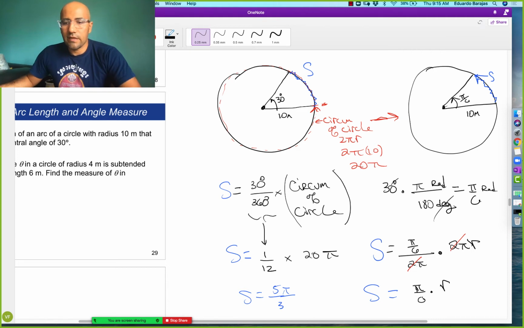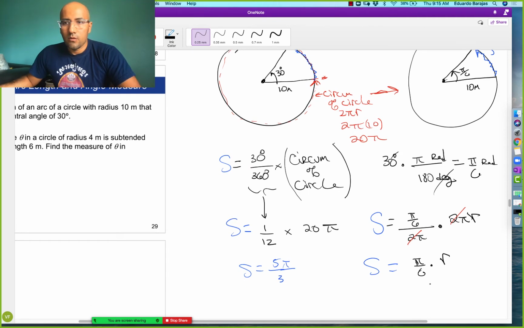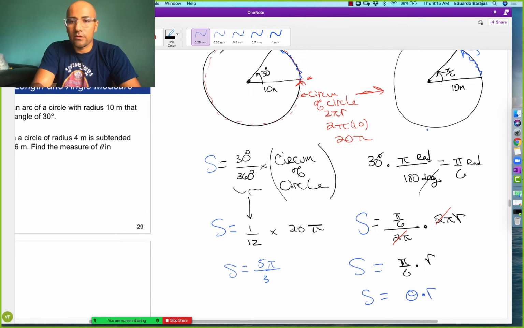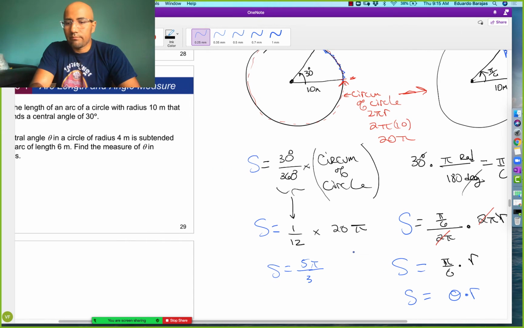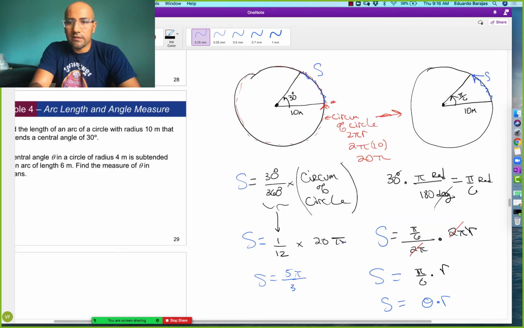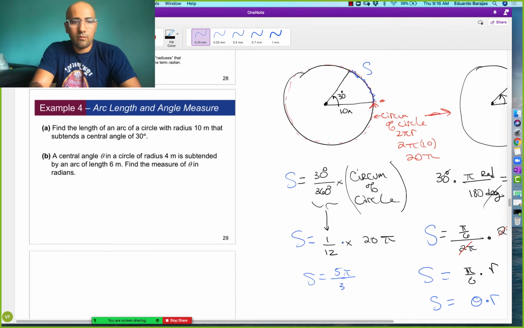Pi over 6 times r, which is equal to the angle theta, right? That's where this formula comes from. It's just equal to s equals theta times r. Right, theta in radians. So point is, we can save ourselves a lot of work here and just deal with the formula without having to kind of think our way through it. The formula is just theta times r. Good. So all of this work is not required when we want to solve this.